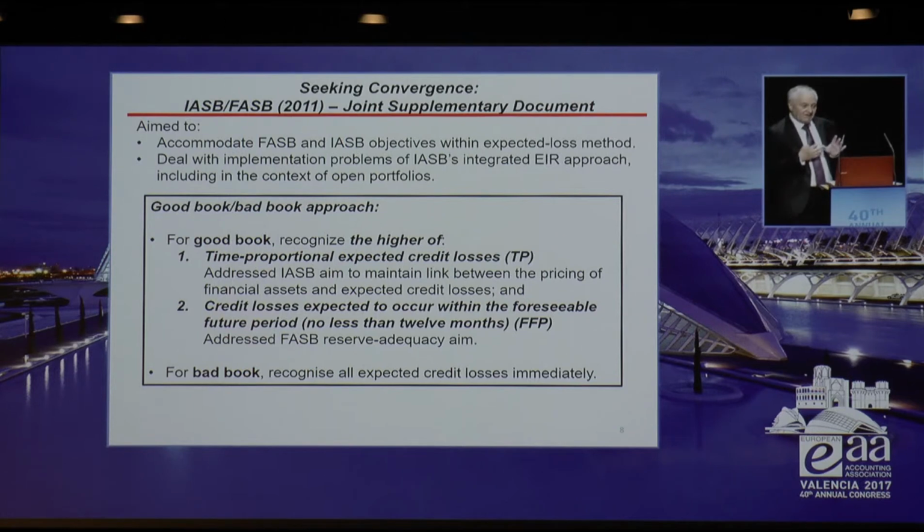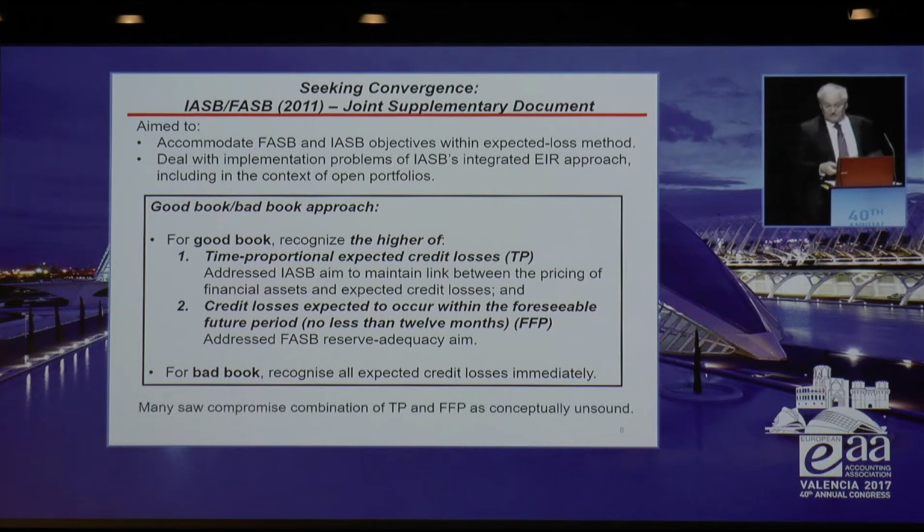Whereby the book of loans would be broken down into a good book and a bad book. For the good book, the lender would recognise the higher of time proportional expected credit losses and foreseeable future losses over a specified period. The former of those was perceived as addressing the IASB aim to spread initially expected losses in some way over time, whereas the second one was aimed at addressing the FASB approach. And for the bad book, all losses would be recognised immediately. There was a lot of suggestion that the compromise wasn't really very conceptually sound.